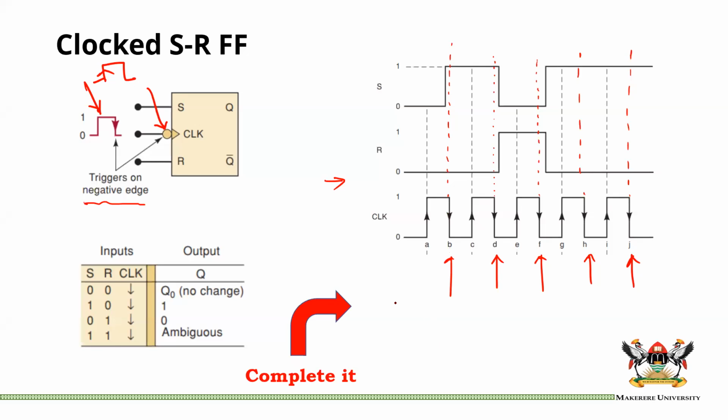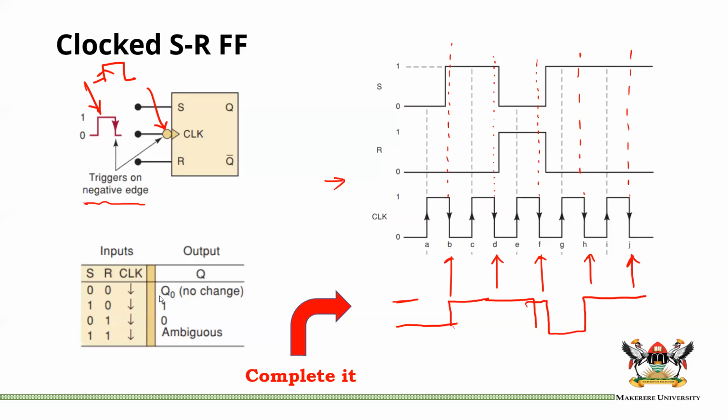But technically, you would have a 0 here until B. B is 1, 0, so you set at that point. At this point, you remain set. At F, you clear. At H, you set again, and so on. So it would be something like that. But I was doing it in a rush here.